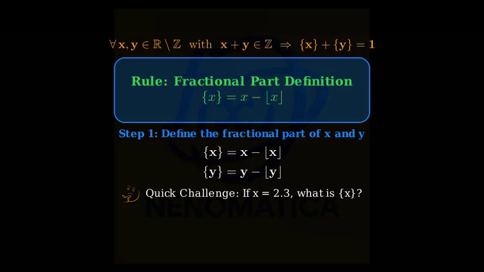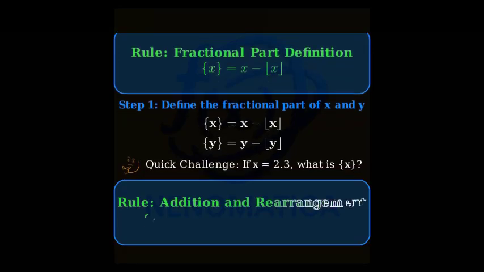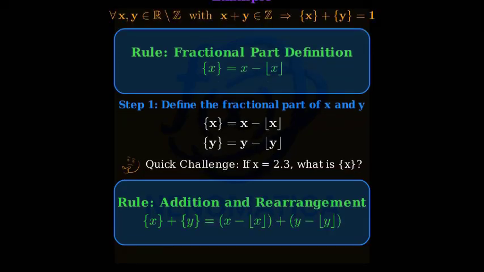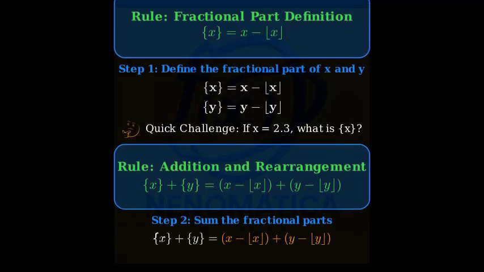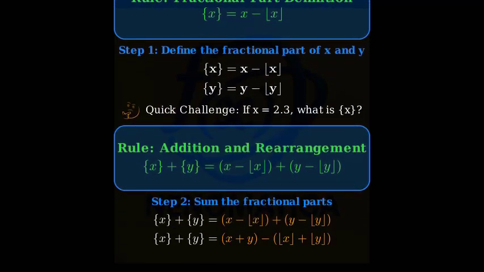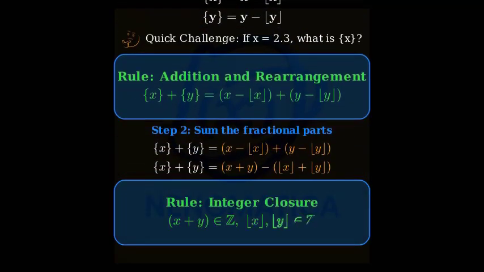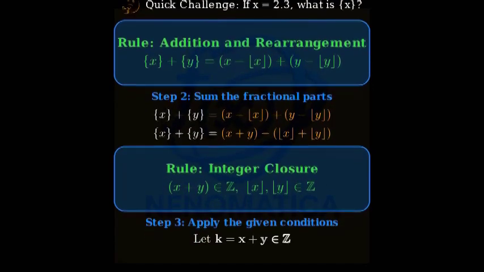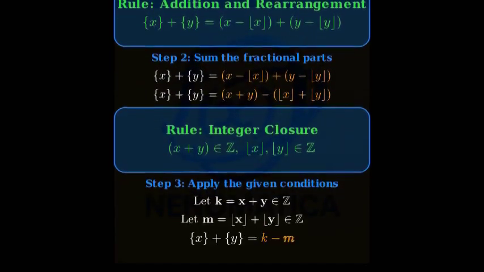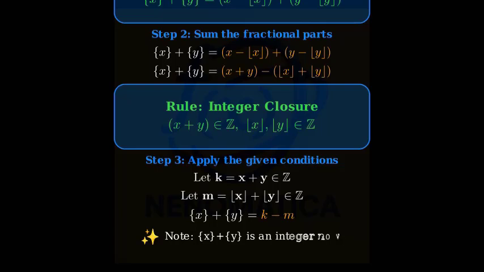Step 2. Add the fractional parts. We add the two identities we just wrote, then algebraically regroup to get a very useful single expression. Step 3. Apply the given conditions. We are told that x plus y is an integer. Call it k. The floors are also integers. Call their sum m. Substitute to see the sum of the fractional parts equals k minus m, which is an integer. Pause and notice what must be true about the exact value of that integer once we think about ranges.